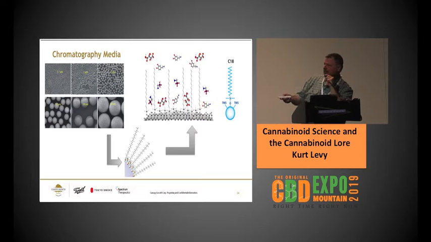If we zoom up even further, we see the C18s are like little threads, and the cannabinoids or analytes flow through this in the mobile phase, and they interact with these threads differently. And in essence, that is the mechanism of separation.